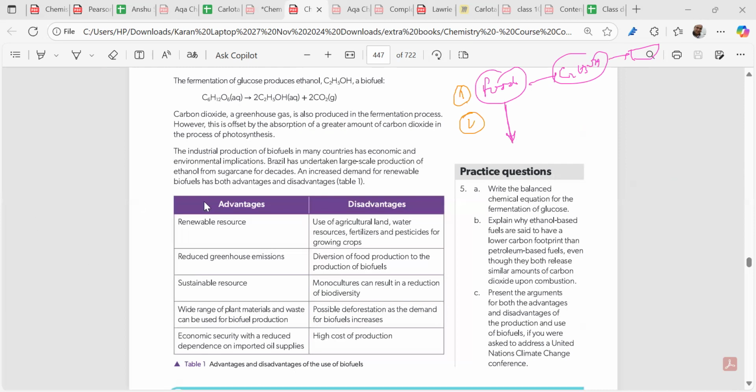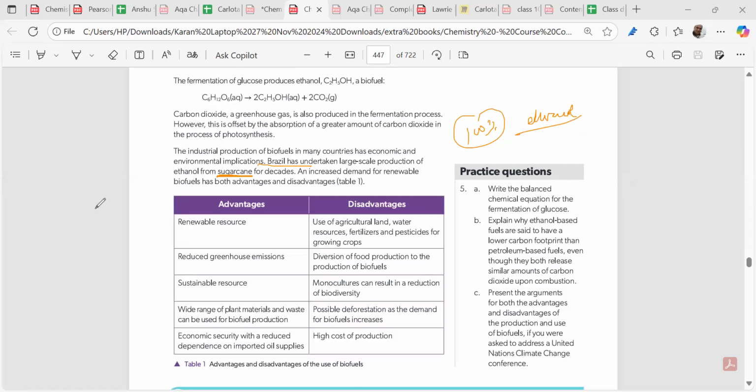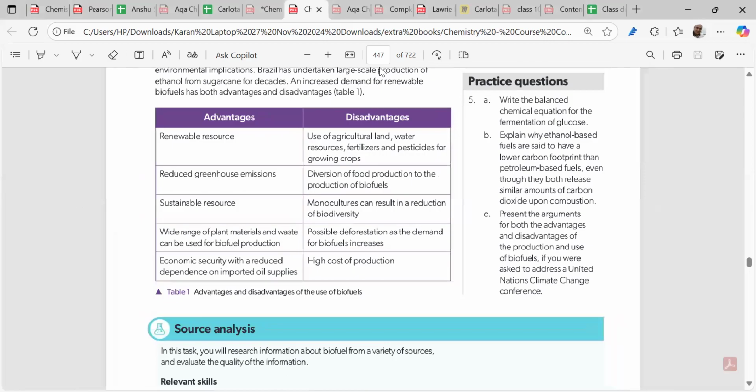See, for example, Brazil. Brazil uses 100% ethanol in their cars, 100% ethanol. But they're using ethanol converted from sugarcane, isn't it? So there are many people who sleep hungry. So there are two sides of the coin we have to understand. We have to know the disadvantages and the advantages of these biofuels.